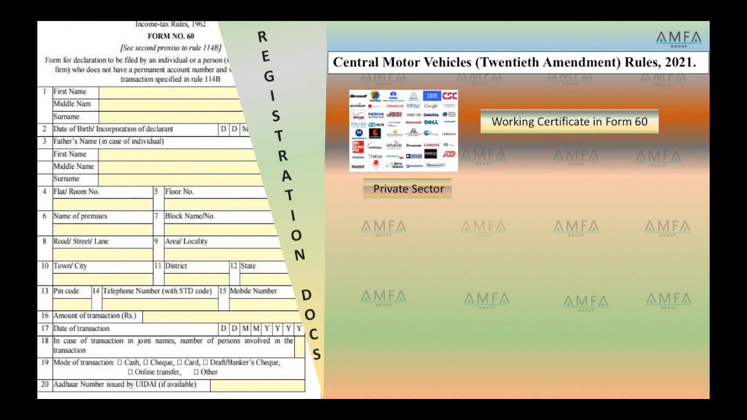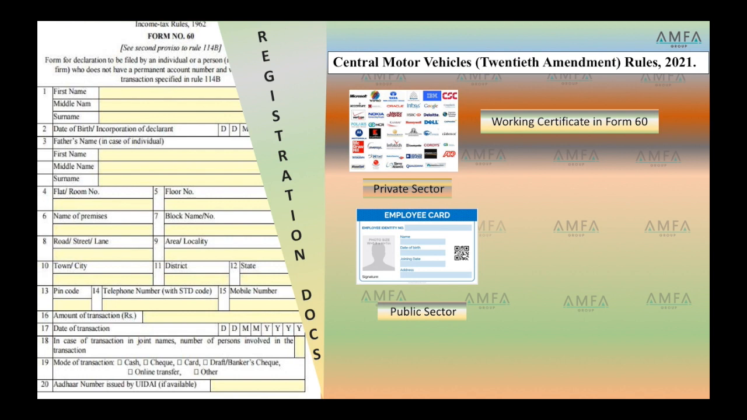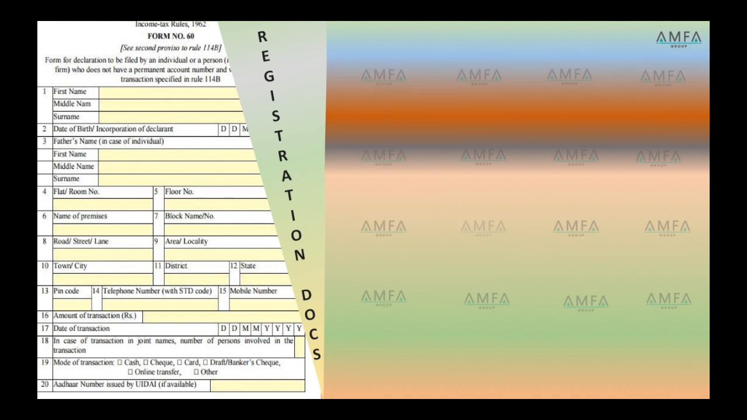He needs to produce a working certificate in the format of Form number 60. This is a very familiar, common form with employees. He needs to get a working certificate in Form 60. And for the public sector, they have to produce the employee card, the official identity card. This will do for the BH registration.